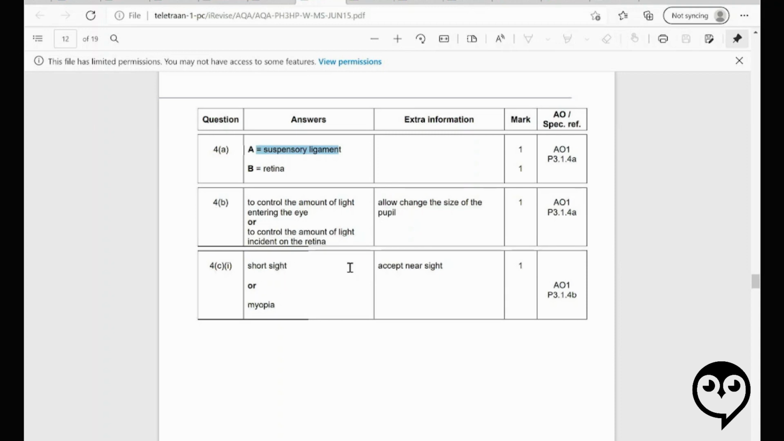Short-sightedness. You can say near. I think nearsighted sounds better. Short-sighted's more British, but short-sighted sounds like you've not thought things through. Or you can say myopia.